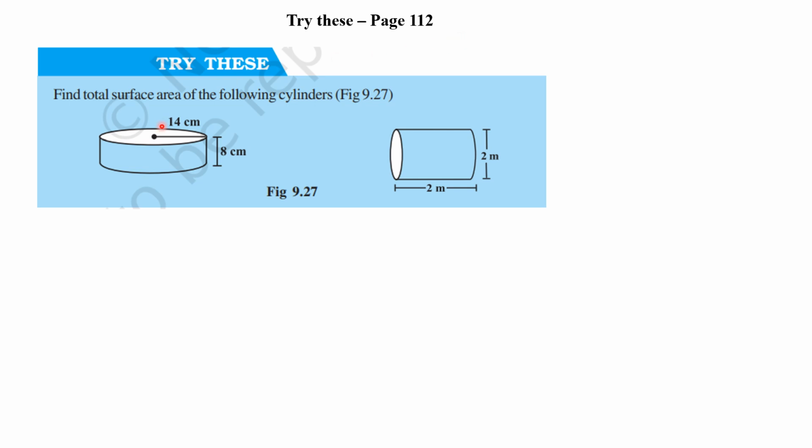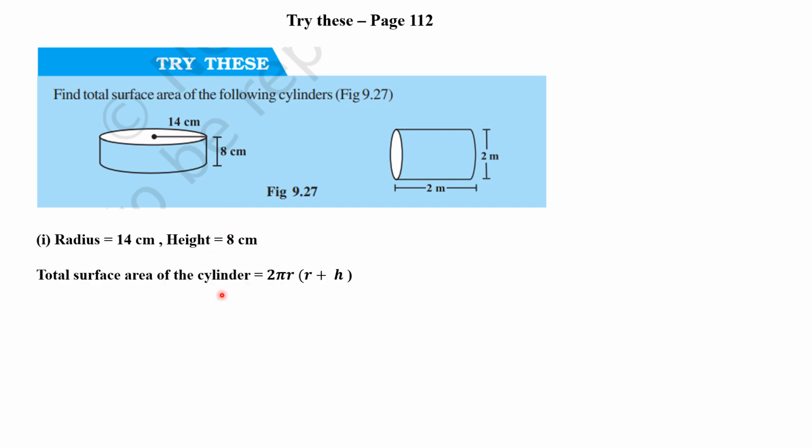Now we will solve the try these question which is given in page 112 of your NCERT textbook. So in the first question, you have to find the total surface area of both the cylinders. And what is the information given in the first figure? Radius is given as 14 and height is given as 8 centimeter, right? And what is the total surface area formula? 2 pi r into sum of r and h.